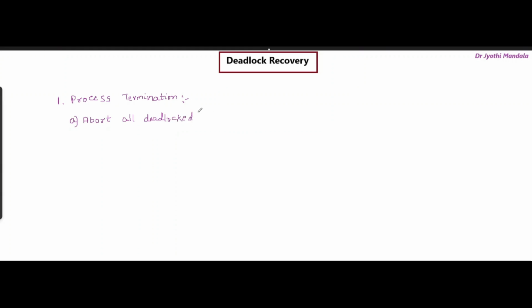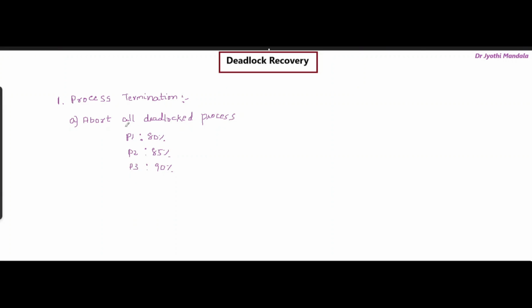But what is the problem with this one? Let us consider we have found out three processes. Let us consider P1, P2, P3 are creating the deadlock. Now, this process has completed, let us consider, 80% of its execution. And this process has completed, let us consider, 85% of its execution. And this process has completed 90% of its execution, and it requires only 10% to complete, but it has created the deadlock because it is requesting resources which it can't get.